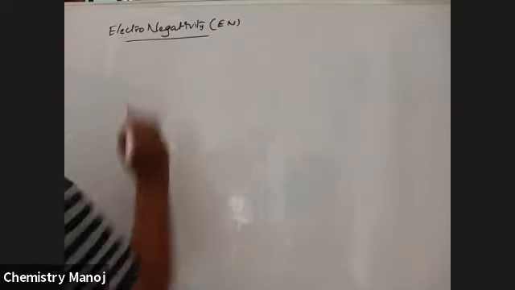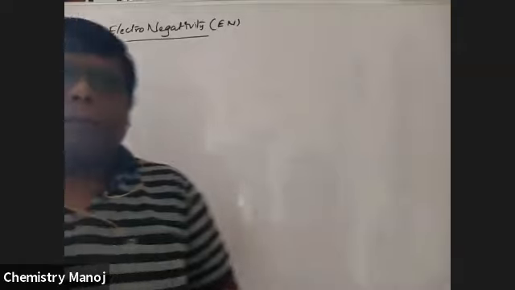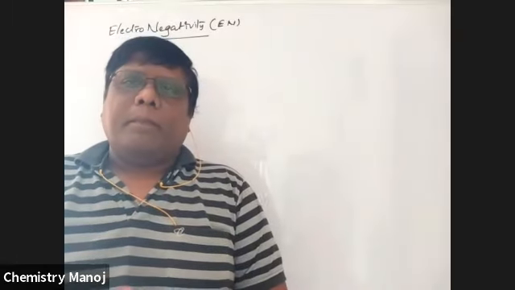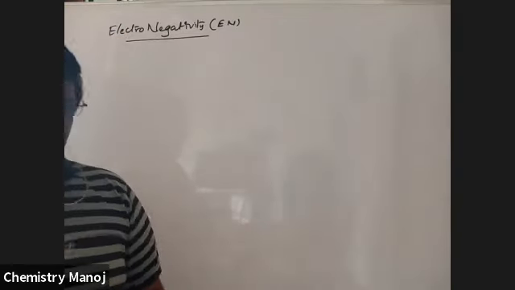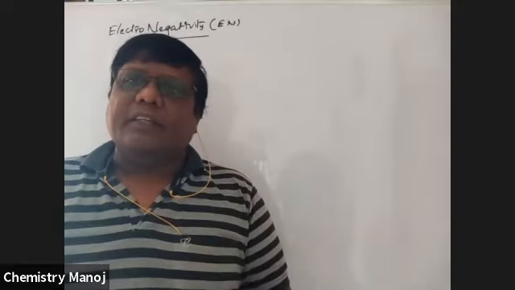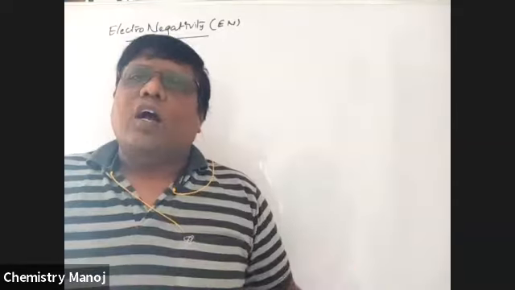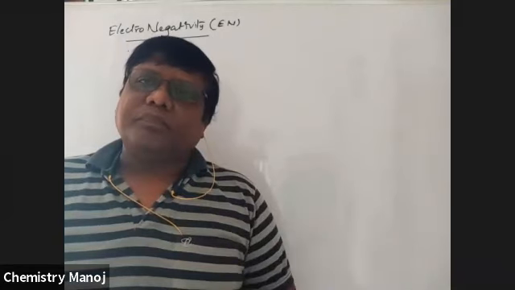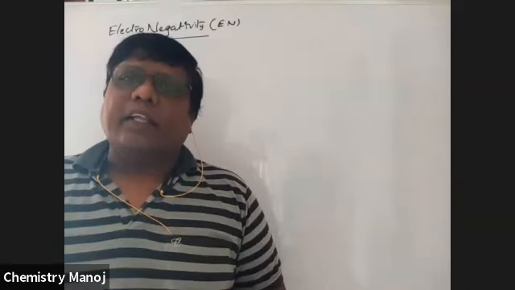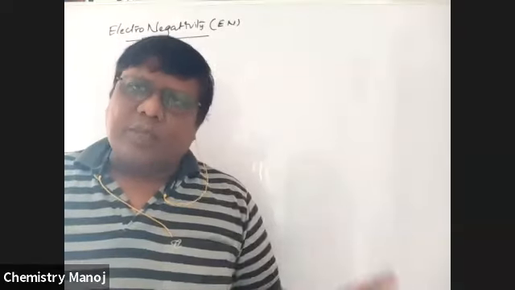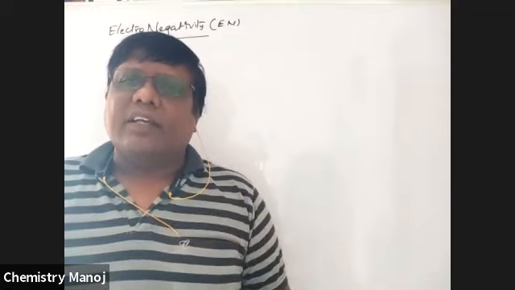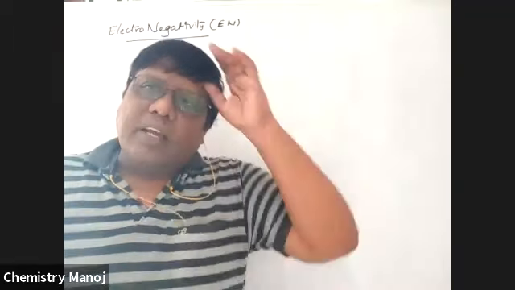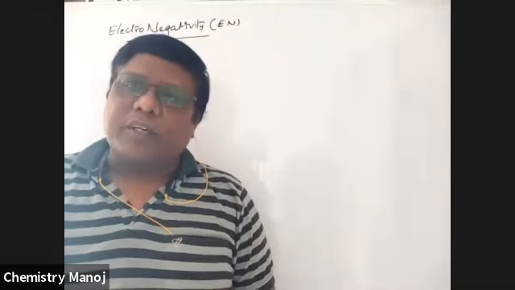Electronegativity. Someone asked me, sir, define electron gain enthalpy. It is the amount of energy released when an electron is added to the outermost orbit of a gaseous neutral atom. That is electron gain enthalpy. It is also taken as electron affinity, but in practice these two have a slight difference. The attractive force is considered as electron affinity. The released energy is considered as electron gain enthalpy.